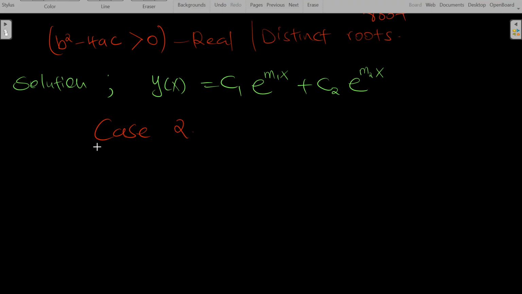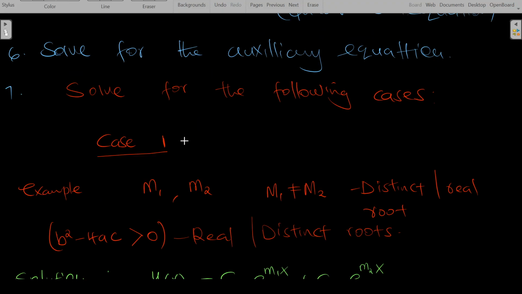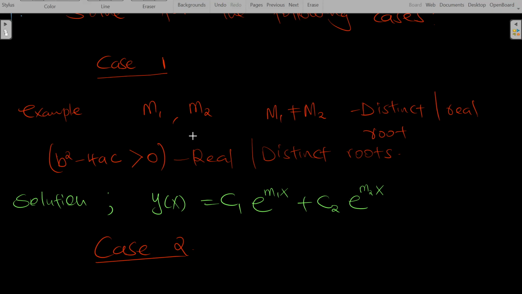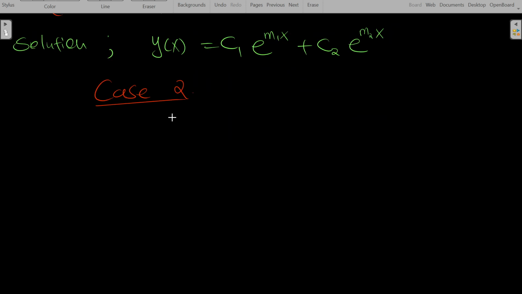In case 2, we are saying similar. If, for example, we get two roots and these two roots are equal to each other. So, for example, after solving the auxiliary equation, we get m1 and m2, and it happens that m1 is the same as m2. So if m1 is the same as m2, I'll name these repeated roots, or either equal or coincidental.